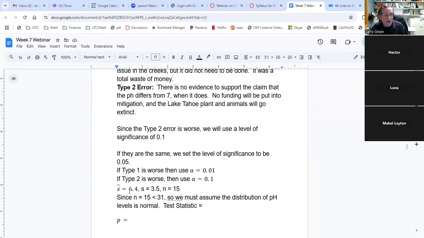Okay, so now we did the experiment. The sample size was kind of small. N was 15. We were only able to go to 15 creeks. You can only do so many creeks because you only have so many volunteers, right? The X bar was 6.4. Do you remember what X bar means? Very important. We've talked about it the last couple weeks. What's X bar mean?